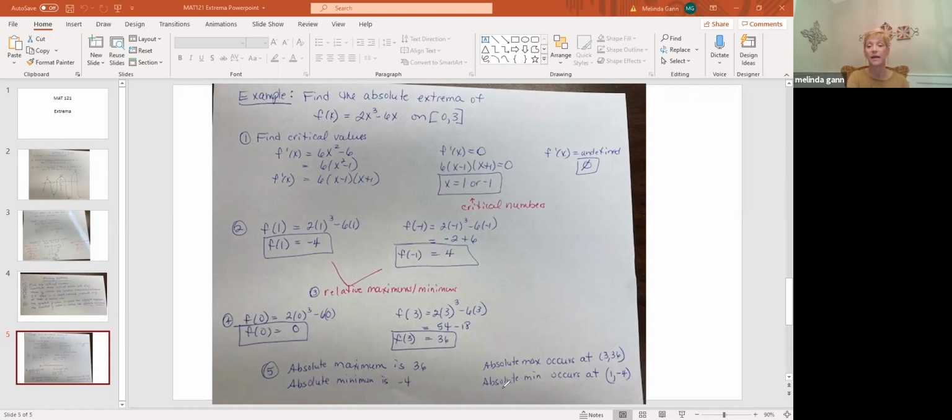Or you can say the absolute minimum occurs at the point (1, -4). So 1's the critical value, -4 is the minimum. All right. But if you say the absolute minimum is that point, I'm going to count it wrong. So maxes and mins occur at points. And the x coordinate is your critical value and the y coordinate is your maximum or your minimum. Okay. So hopefully that will make that go a little bit better.